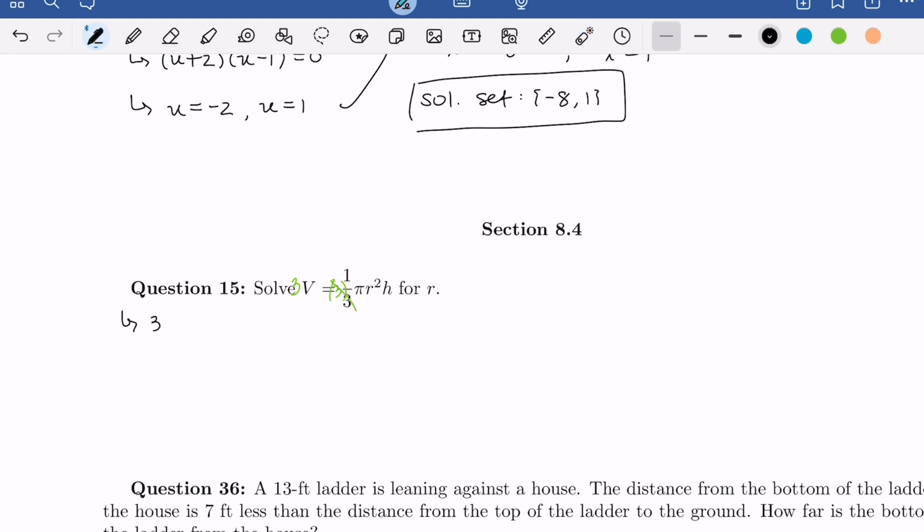So our equation becomes 3v is equal to pi r squared times h. Now from here, since we have r squared being multiplied by pi and h, we can just divide both sides by that.